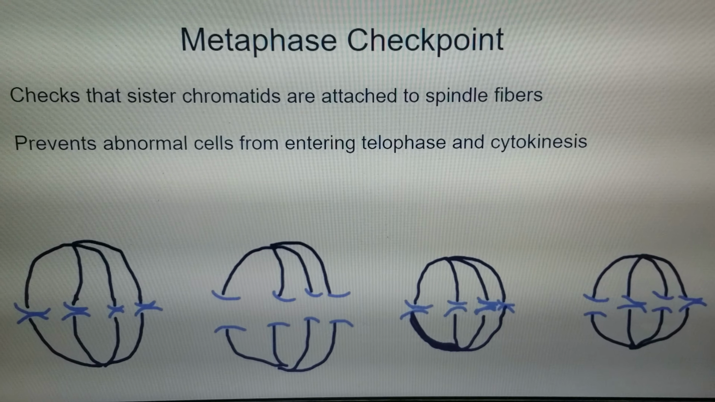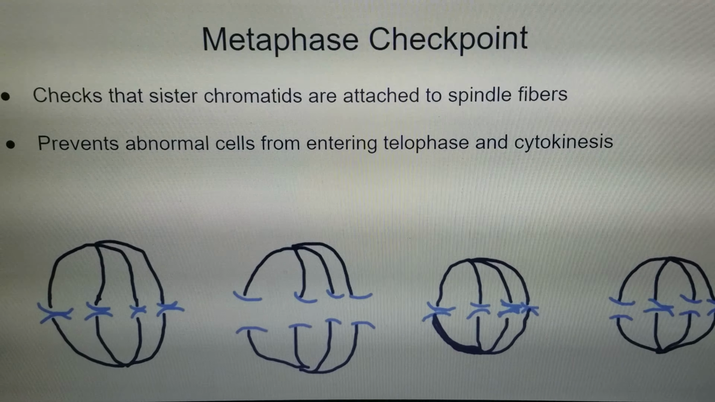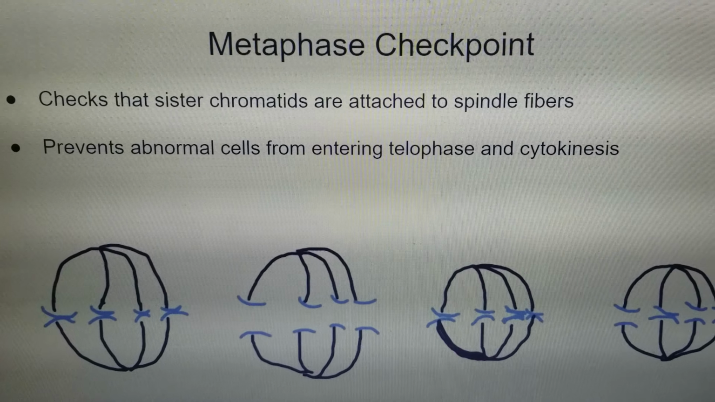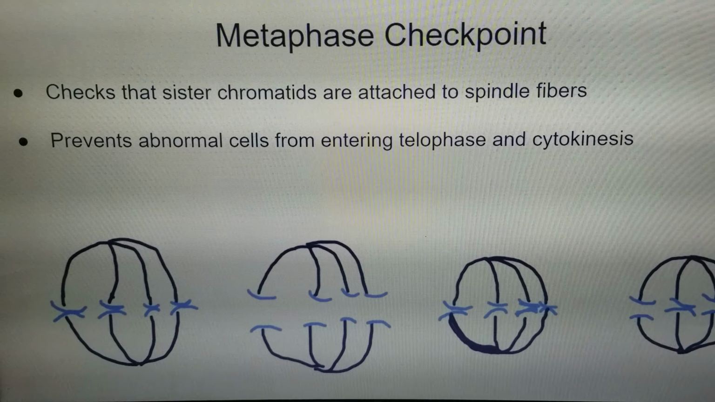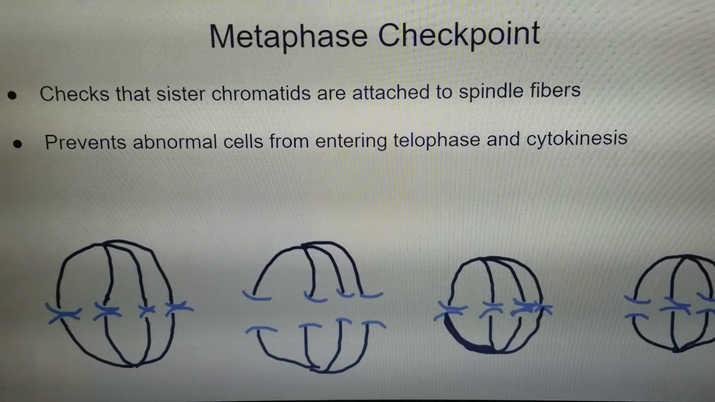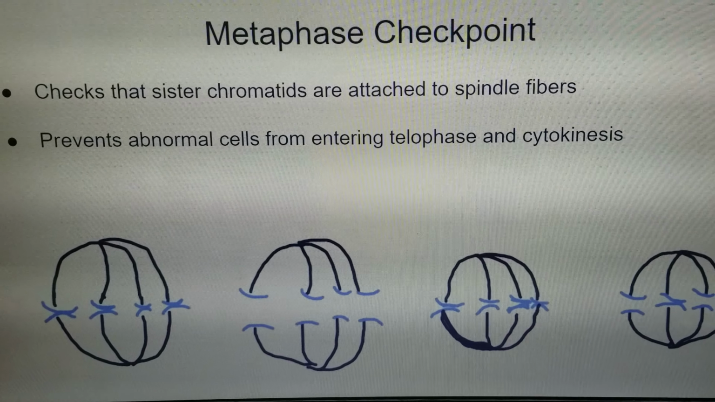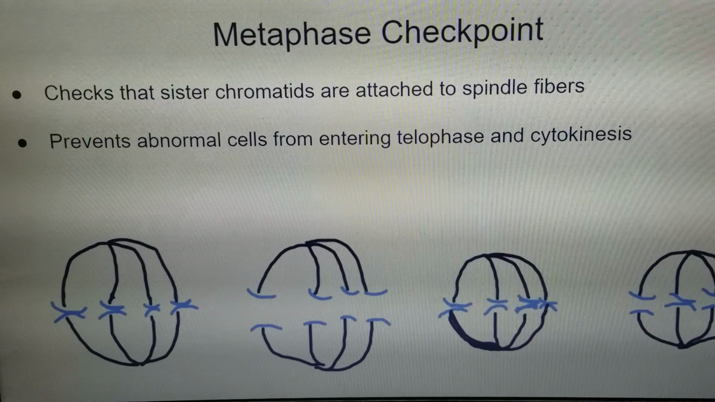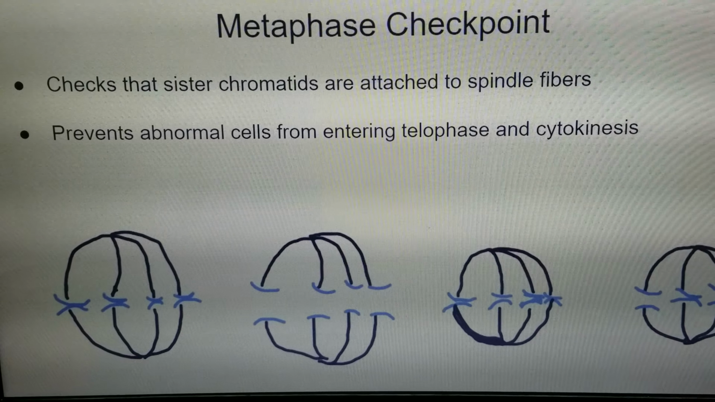The next checkpoint is during mitosis, and this is the transition from metaphase to anaphase. The metaphase checkpoint regulates and makes sure that the sister chromatids are attached to the spindle fibers, which prevents unequal distribution of chromosomes in the daughter cells. It prevents abnormal cells from entering telophase and cytokinesis.